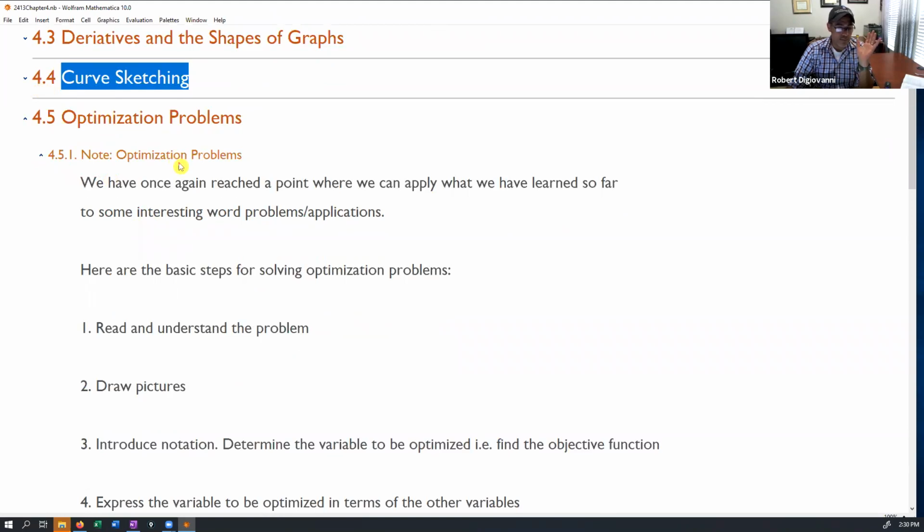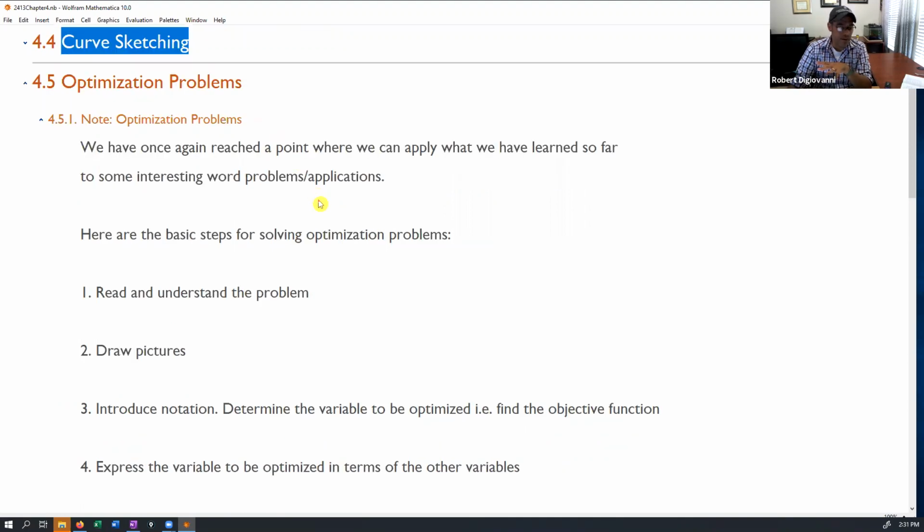We have reached a very important point in the class where now we can put all of this together to do real life application problems, which means word problems, which means you're going to start freaking out. All right. Optimization problems: when you think of that word optimize, you're trying to make something the most efficient, or optimize means to make it the best it can be. So when we do an optimization problem, we have basic steps that we can follow.